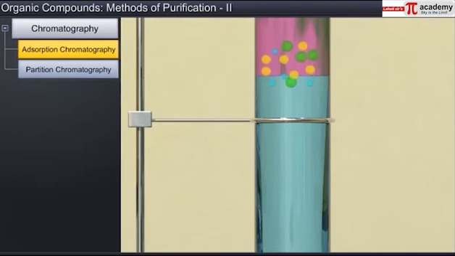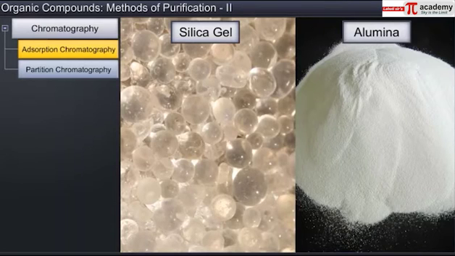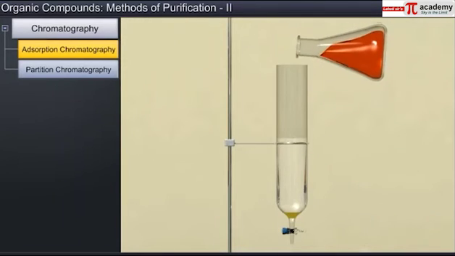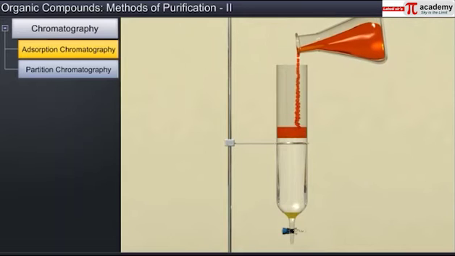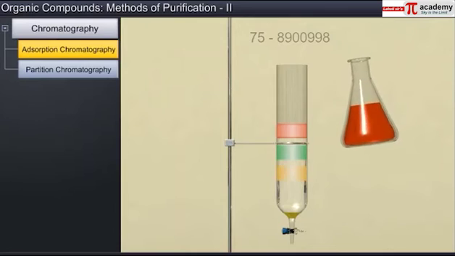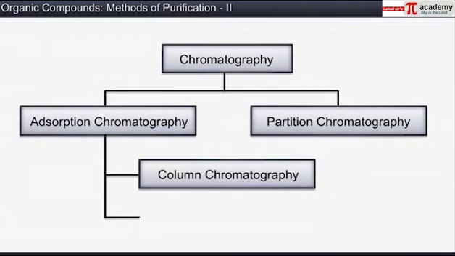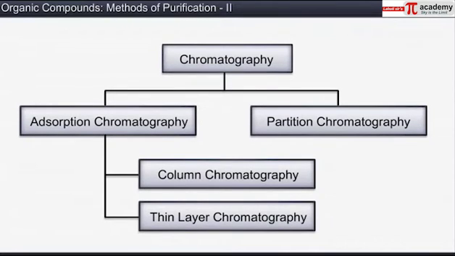Adsorption chromatography is based mainly on the differences between the adsorption affinities of the different compounds in a mixture on the commonly used adsorbents like silica gel and alumina. When the mobile phase is allowed to run over the adsorbent, the components in the mixture move by varying distances over the stationary phase. Based on the principle of differential adsorption, adsorption chromatographic techniques are of two types. They are, namely, column chromatography and thin layer chromatography.